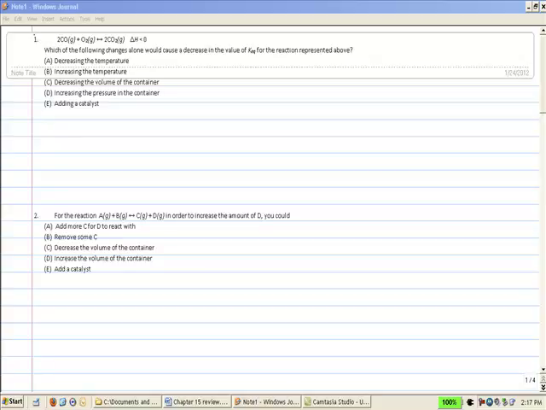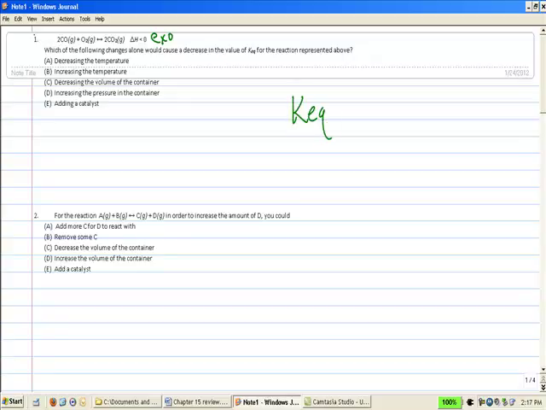2 carbon dioxide molecules. It says delta H is less than 0. Obviously that means it's negative, so therefore it is an exothermic reaction. And the question says, which of the following changes alone would cause a decrease in the value of KEQ for the reaction represented above? So we know that a few things can cause the reactant to shift from one side to the other, but there's really only one thing that actually changes the value of KEQ, and that deals with the enthalpy change. So we know that in this case it is an exothermic reaction.